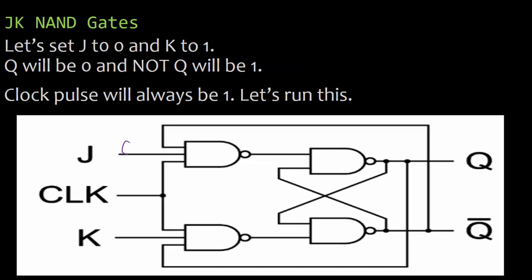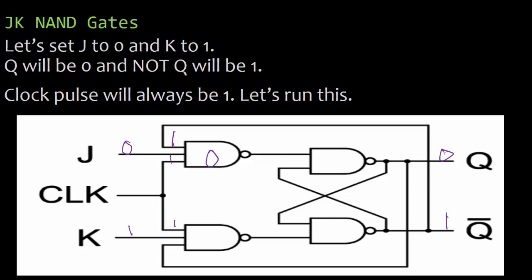So let's set J to 0. Clock pulse is always going to be 1. K is going to be 1 here. And we have Q is going to be 0. Not Q is going to be 1. All right, let's run J first. It doesn't really matter. So we have 1, 0, 1, and 1.